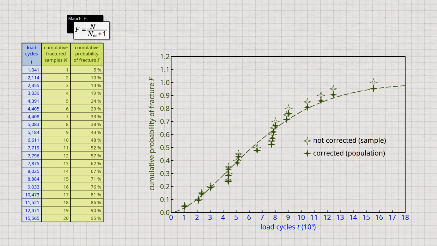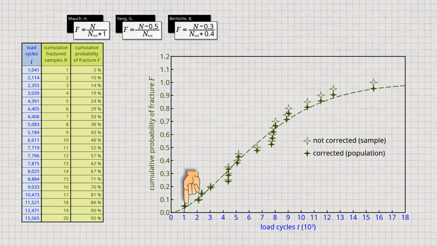In addition to the correction formula just described, there are other such approximation formulas. What they all have in common, however, is that they correct the probability of failure of the specimens to lower values. The graph also shows that the correction becomes more significant as the number of load cycles increases. However, for small numbers of load cycles the correction remains negligible.